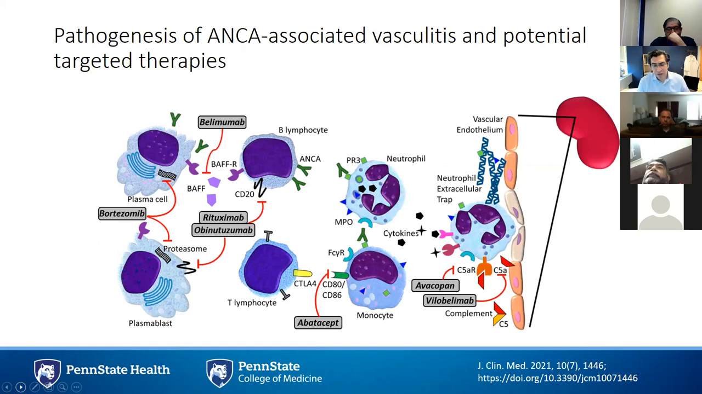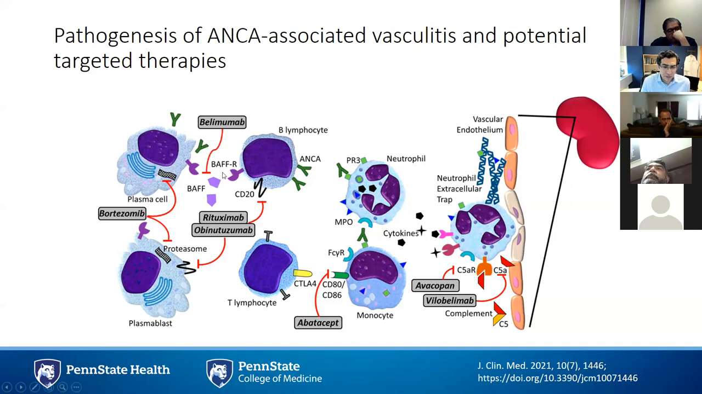So pathogenesis, in this cartoon, this was from a recent publication, a review article. I think we have made some strides in understanding the pathogenesis, and it's both B and T lymphocytes that are involved, and eventually neutrophils, as you see here, has this PR3 and MPO, and this kind of activated neutrophil causes all this problem on the vascular endothelium. And then some of the targeted therapies are listed here as well.